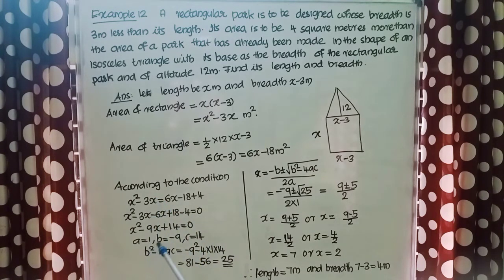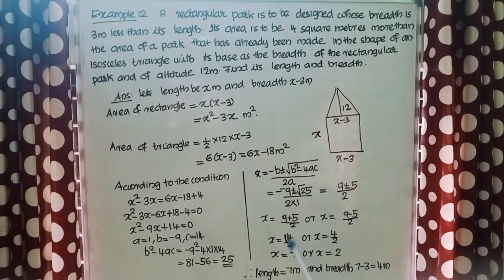Here a equal to 1, b equal to minus 9, c equal to 14. b square minus 4ac equal to minus 9 square minus 4 into 1 into 14. That is equal to 81 minus 56, that is equal to 25. x equal to minus b plus or minus root of b square minus 4ac whole divided by 2a. That is equal to minus of minus 9 plus or minus root of 25 by 2 into 1. That is equal to 9 plus or minus 5 by 2.